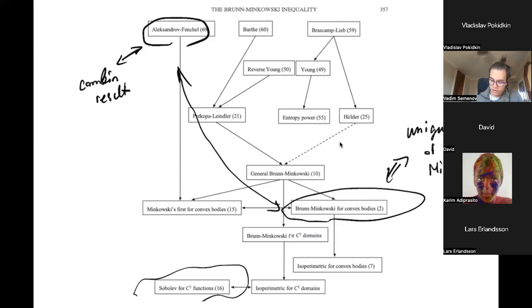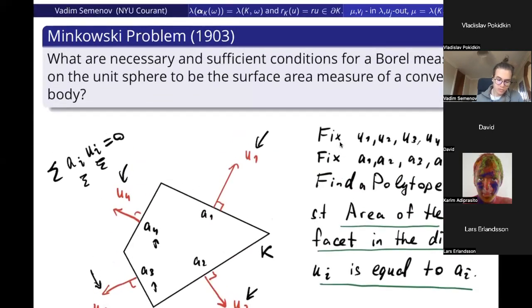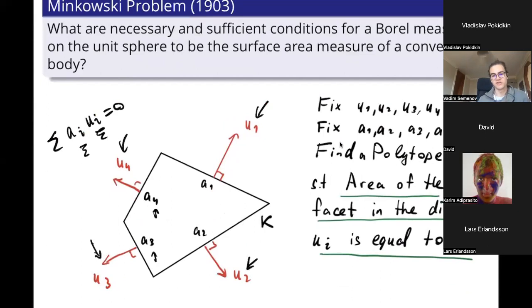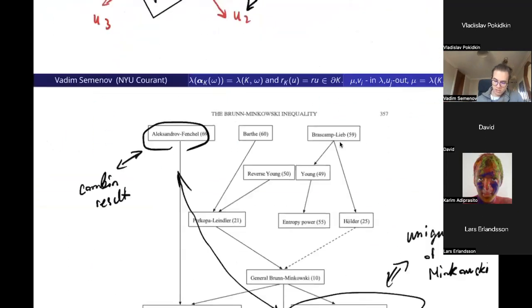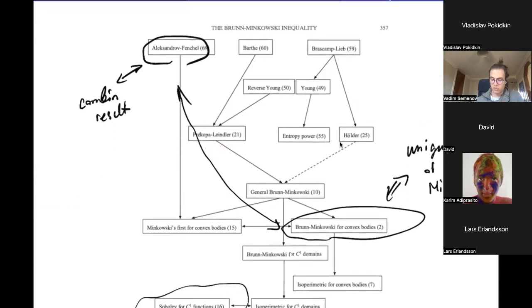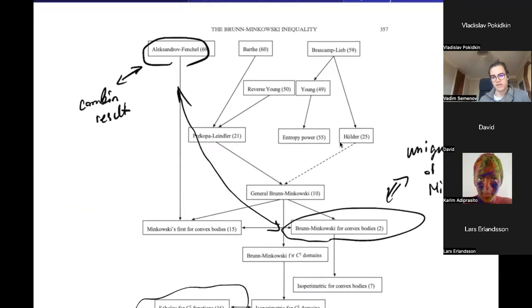Here we had a question about whether this body exists, but there's also a question about whether it is unique or not. For the original Minkowski problem, it's very easy to show that it's unique, where unique means that you can just move this body, but it is the same body. But you can also try to show that this body is unique by itself, without using any kind of inequalities, and this will give you the Brunn-Minkowski inequality.